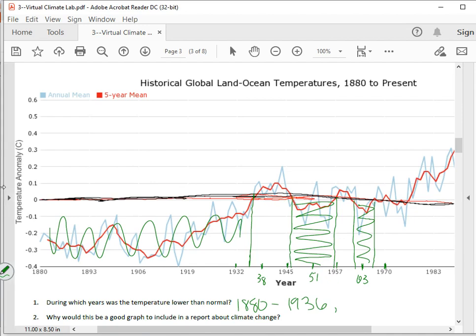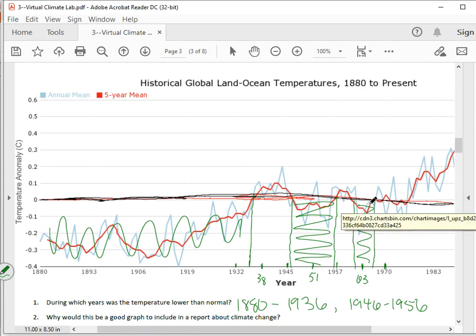So that takes care of everything from here to here. Make sure you have these years right there, 1880 to 1936. All right, then this year it's above normal, and then it comes below normal again. So if I look here, this is 1945, so that would maybe be like 1946 to about maybe 1956. Okay, so that's the second set of values here that are below the 0 mark.